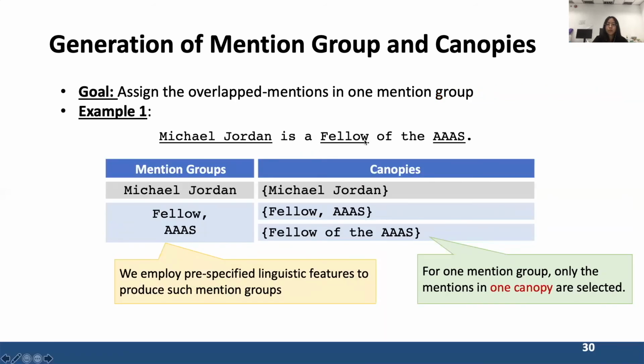Our goal is to assign the overlapped mentions to one mention group. We illustrate the goal by a simple example. Given the document "Michael Jordan is a fellow of the AAAS", we employ pre-specified linguistic features to produce two mention groups. For the second mention group, we have two distinct canopies. One contains two short text mentions, "fellow" and "AAAS", and the other contains one long mention, "fellow of the AAAS". For one mention group, only the mentions in one canopy are selected. In other words, we either select "fellow" and "AAAS" at the same time, or just select "fellow of the AAAS".